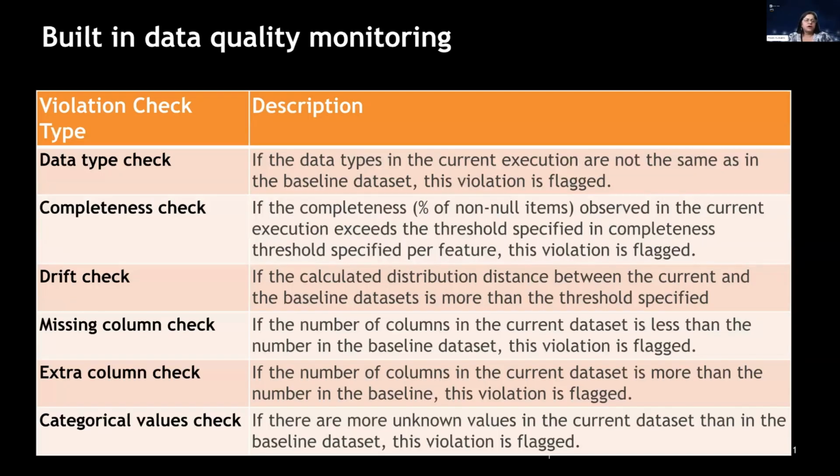Some of the violation check types are mentioned here. So say, for example, if the type of the data that is getting sent to the model is the same as the data on which the model was originally trained, are there any missing columns? Are there any extra columns? Are there the same categories? Are there more than expected number of nulls in the data?